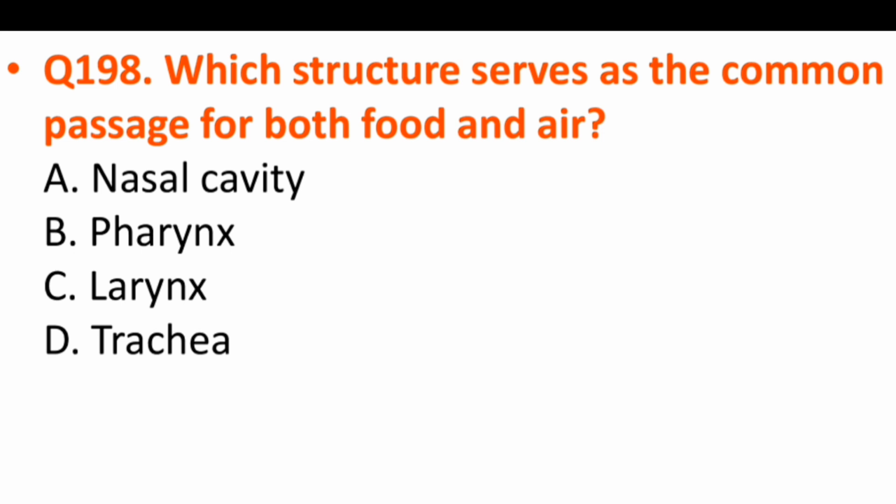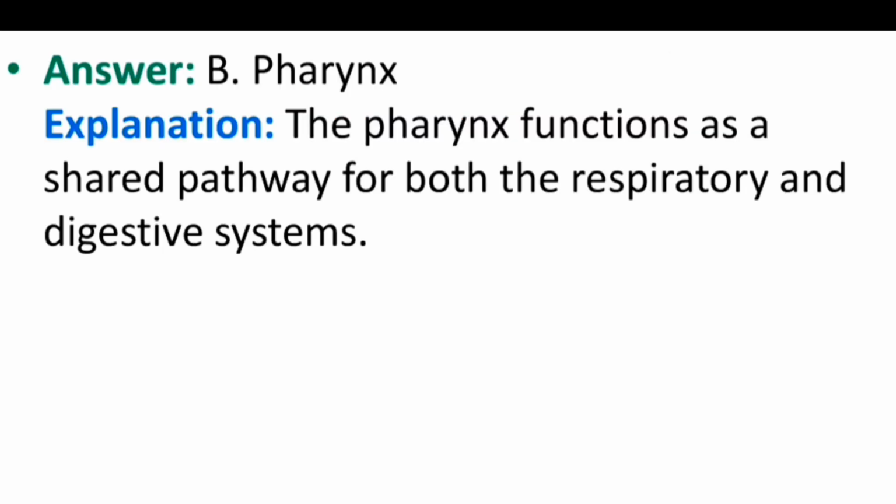Which structure serves as a common passage for both food and air? Option A, nasal cavity. Option B, pharynx. Option C, larynx. Option D, trachea. The correct answer is option B, pharynx. The pharynx functions as a shared pathway for both the respiratory and digestive systems. The next question.